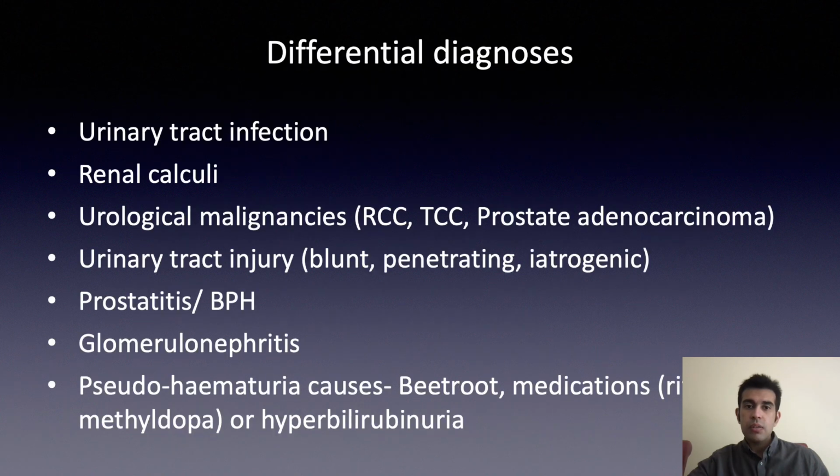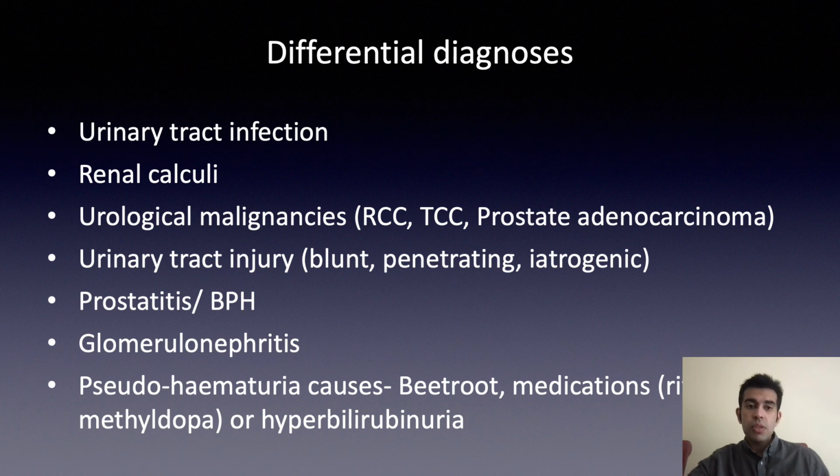So having taken a good history, you've done your examination, there will be a whole host of differential diagnoses that will probably come to mind. Some of them that may immediately pop out to you would be things such as a urinary tract infection, renal calculi, urological malignancies such as renal cell carcinoma, transitional cell carcinoma, prostate adenocarcinoma.